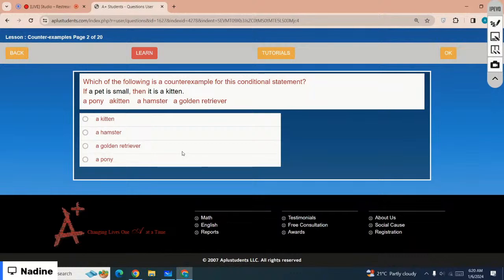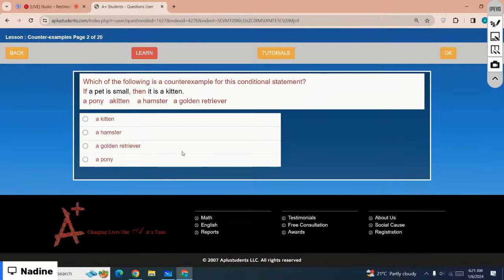So a pet is small. For the pony, the hypothesis is false. Pony is not a pet, right? Then for the kitten, the hypothesis is true. The pet is small and the conclusion is also true. It is a kitten, right?